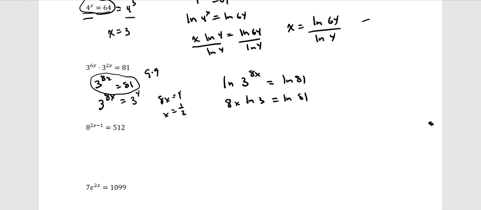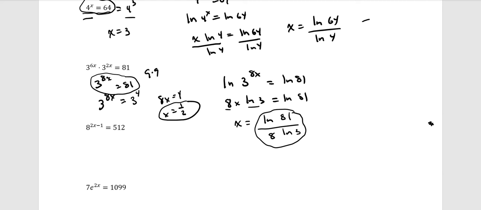And you can divide out both the 8 and the natural log of 3. So x is going to equal natural log of 81 over 8 times natural log of 3. And again, if you like to write more, you can use log base 10 as well. And I would invite you to get your calculator out and give this a whirl, and you should get 0.5 out of that, because that's what we got over here.